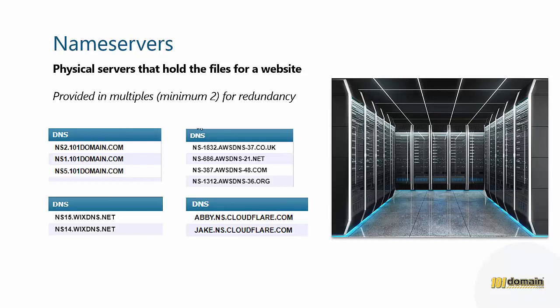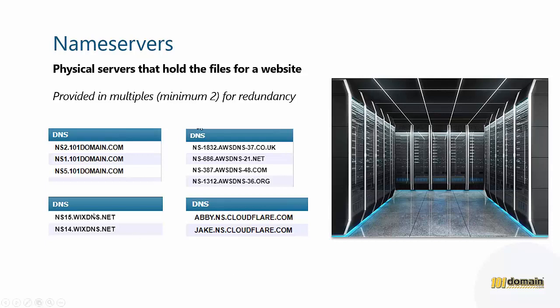And I've got 4 examples here of some popular ones. They're always in multiples, minimum of 2, sometimes 3 and 4, depending on how redundant that service is for you. Our servers are 101domain.com, and that means that if this one goes down, then this one is still up, and this one is still up, and that's what redundancy is. It will be able to go to another server should something be wrong with one of the name servers.